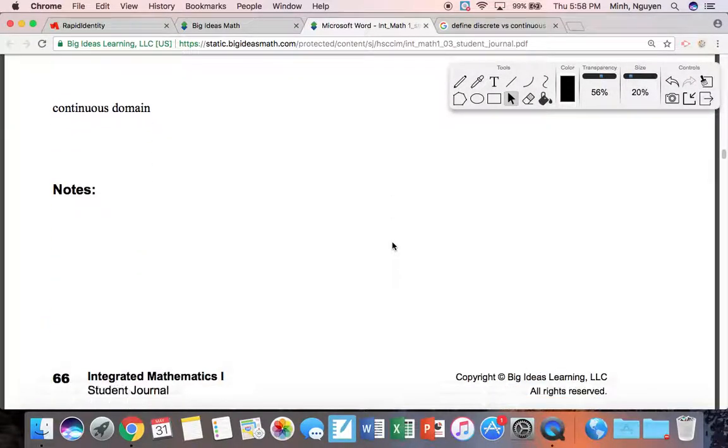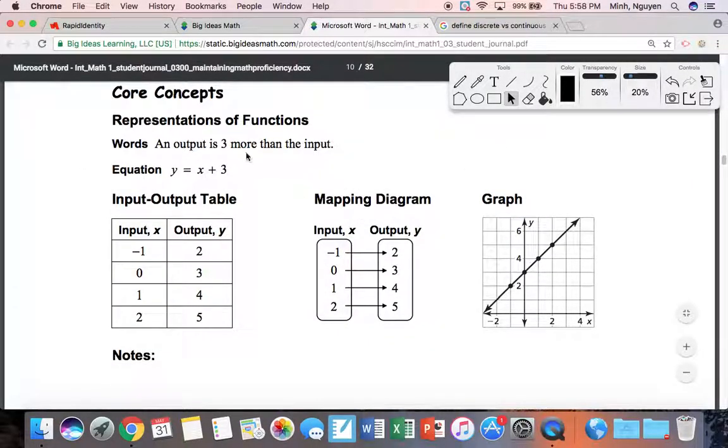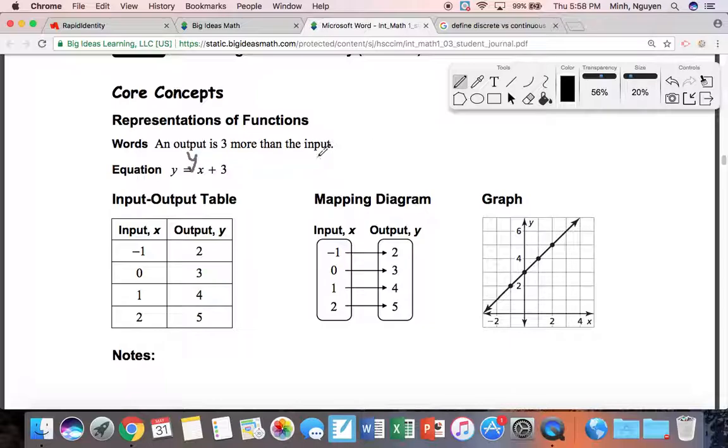Okay, and with all that said, finally I think we can move on to some stuff. So here are your 5 representations. These are all the same thing. You're looking at 5 different representations of the same thing. So we have a function, an output y. I'll remind you, an output is 3 more than the input. So whatever number x is, y has to be 3 bigger than that. So 2 is 3 greater than -1, 3 is greater than 0 by 3, 4 is greater than 1 by 3, 5 is greater than 2 by 3.